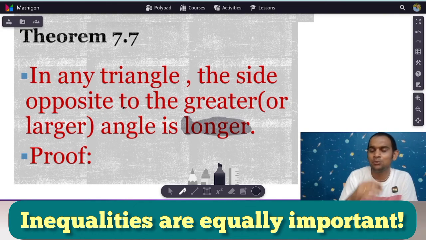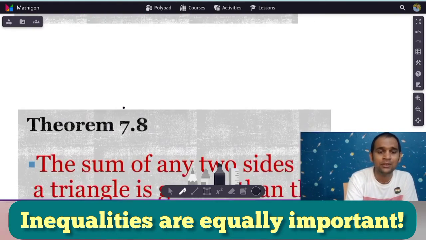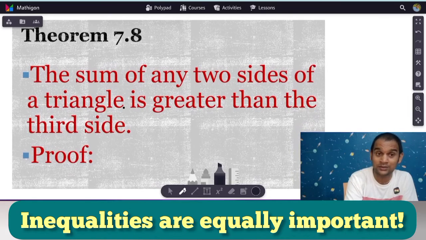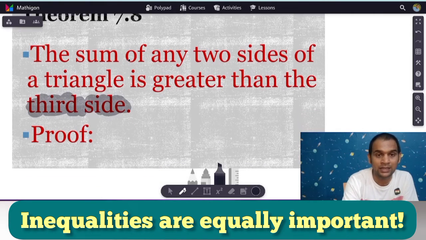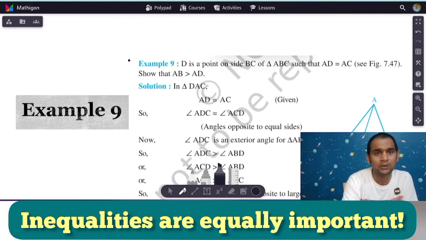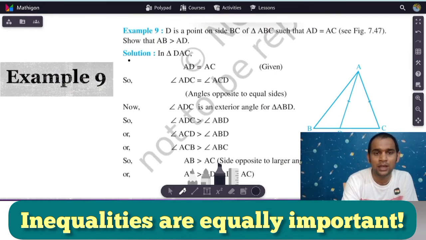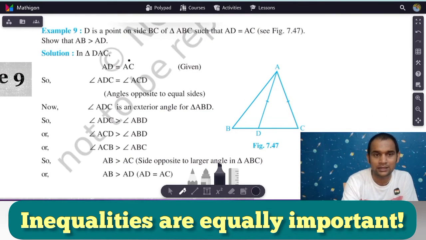So contradiction proof, since we have never studied it in our videos, we will try to study it in a little more detail. Then comes theorem 7.8, which we discussed. The sum of any two sides of a triangle is greater than the third side of a triangle. The proof of this as well, we will be discussing in a separate video. I hope this theorem 7.8 is also clear. We have already seen it with the help of examples. Let us try to do one example regarding it.